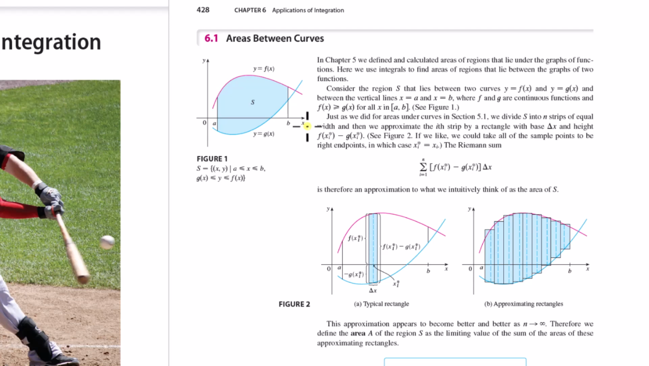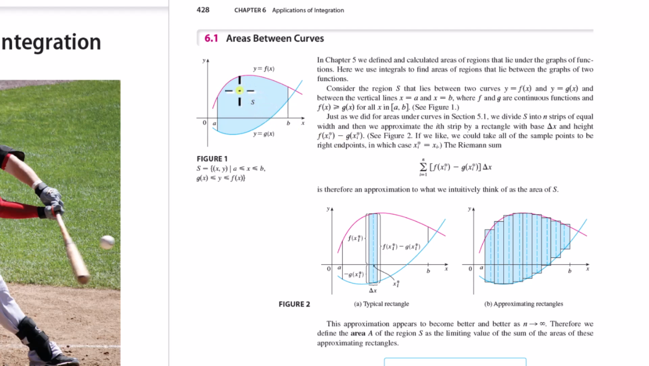Okay, so they have equal width, and then we approximate the ith strip. So we have strips from i equal to 1 to n. The ith strip is approximated by a rectangle with base delta x and height. In this case, the rectangle has width delta x. All the pieces are going to have the same width delta x, and each piece's height is going to be f of x_i star minus g of x_i star.